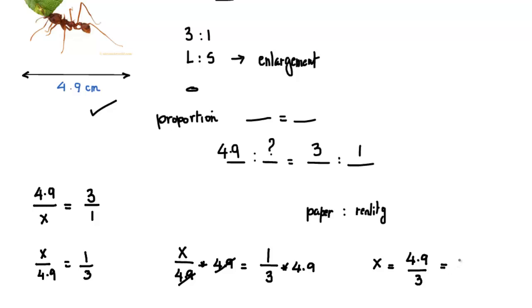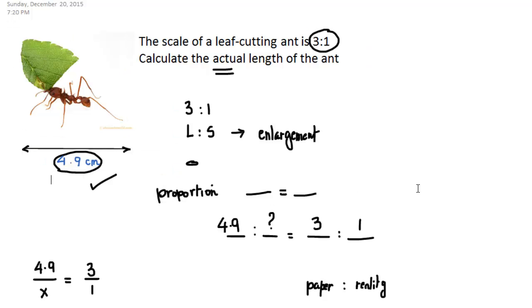I will get 1.6 centimeters, and this will be my final answer. This is the correct answer. This is the reality, the actual length of the ant. As you can see, 1.6 is the reality. I drew the same ant in a book but with 4.9 centimeters. Why? Because I need to use enlargement. I need the students to be able to see the ant in a science book with enlargement, with a bigger or larger size.